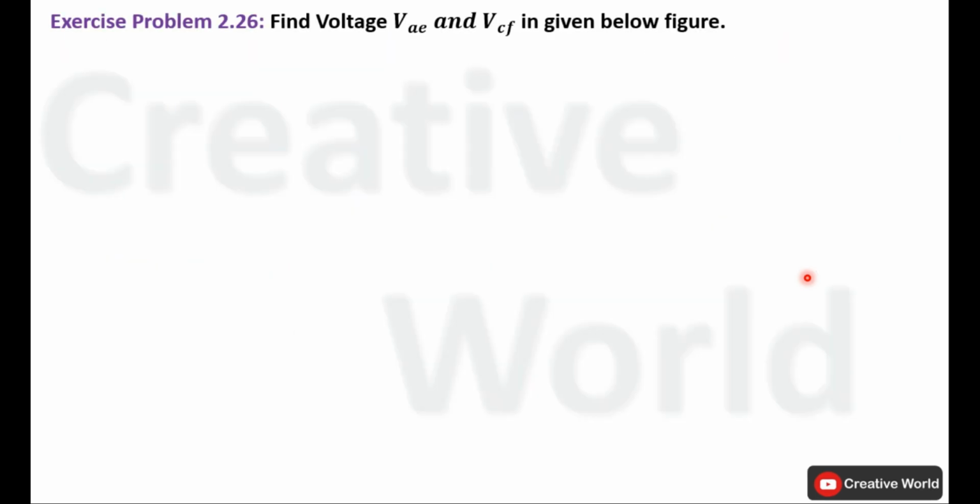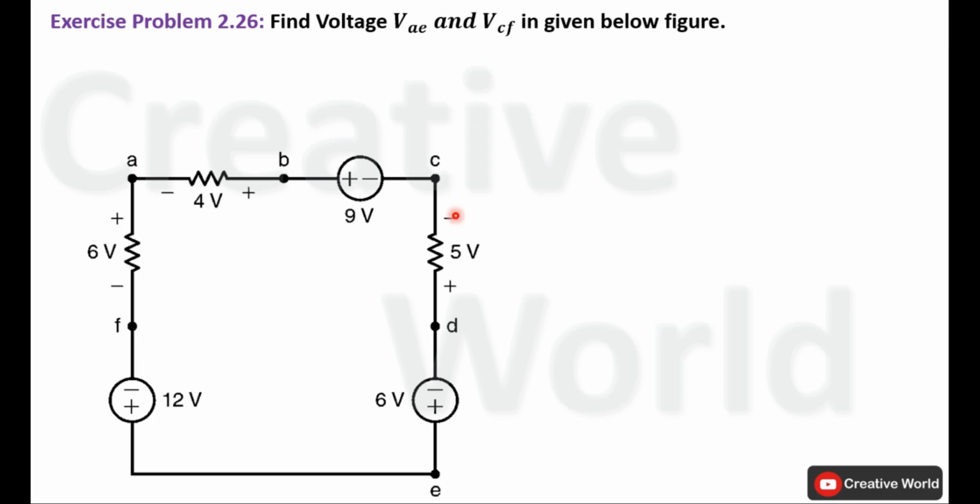Exercise problem number 2.26. Find voltage VAE and VCF in the given figure. This is the circuit diagram of the given problem. We have to find the voltage between these 2 points AE and these 2 points CF. If we observe, the only information provided is in the form of voltage, and it is asked to calculate the value of voltage as well.